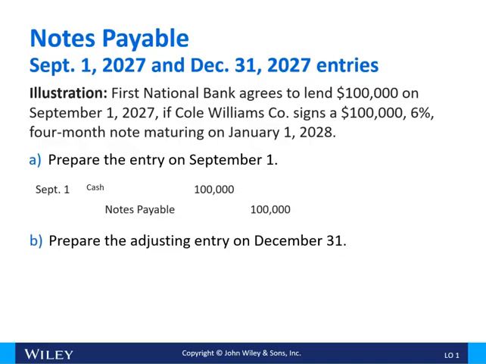Next, prepare the adjusting entry on December 31st. The adjusting entry is to recognize the interest expense. So in this case, it's $2,000. We're going to debit interest expense, credit interest payable.